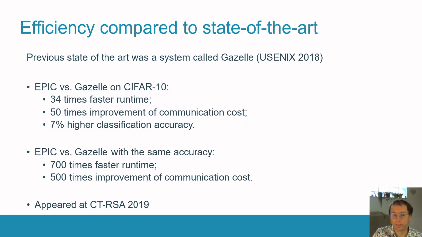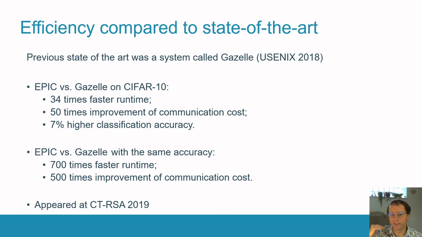So we implemented this and compared it to the state-of-the-art system at the time. This work was published in 2019 at CT-RSA. The state-of-the-art system at the time was something called Gazelle, which appeared in USENIX. And for our version versus Gazelle, we're faster and more accurate. On CIFAR-10, which is a standard benchmark for classification, we could have 34 times faster runtime with a 50 times improvement in communication costs and be more accurate.